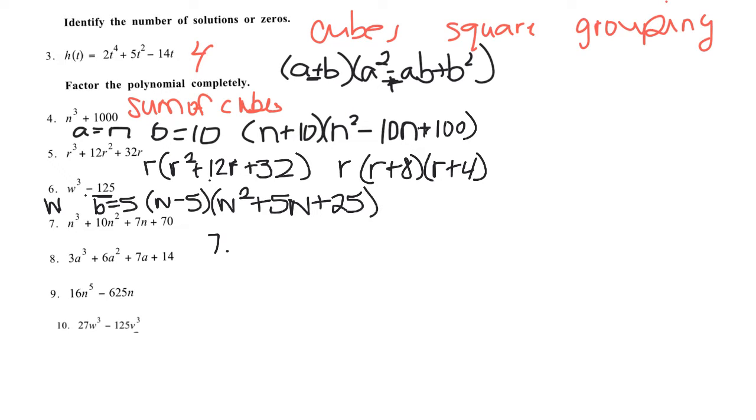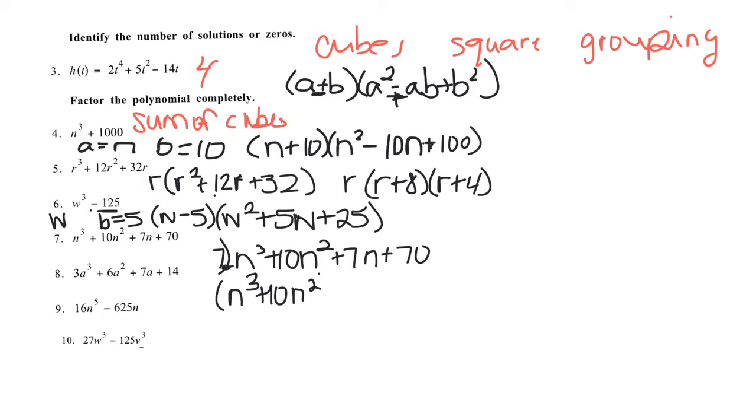Number 7, I'm going to write again down here, make some more room. This is n cubed plus 10n squared plus 7n plus 70. When we have 4 terms, we're looking at factoring by grouping, so I'm going to group together n cubed plus 10n squared, and I'm going to group together 7n plus 70.